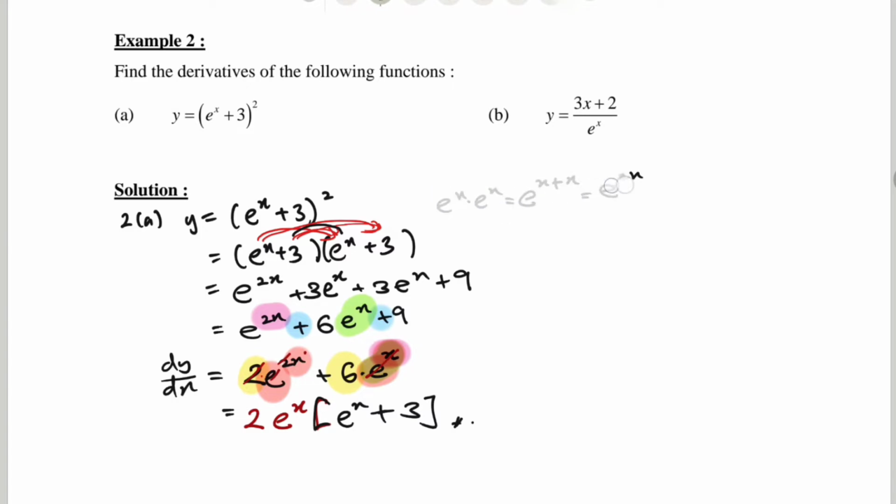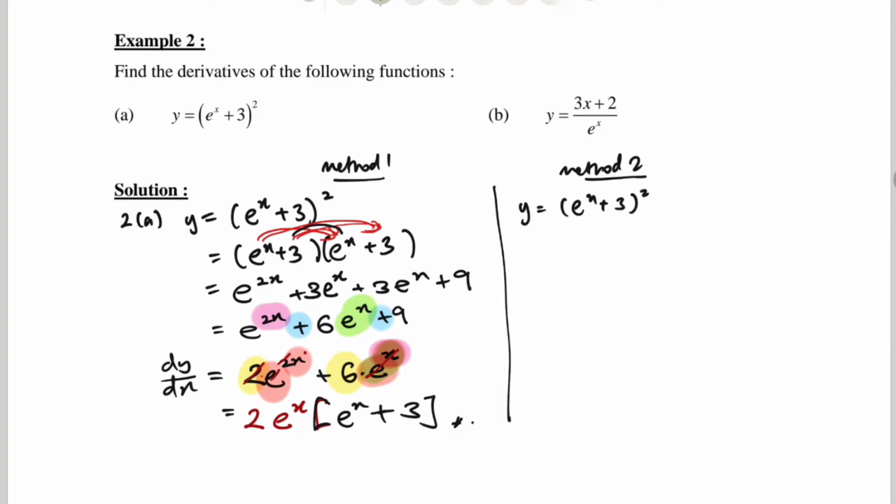Remember that I have mentioned earlier that there are 2 ways of solving this. So what's the other method? The other method is by using chain rule or power rule. Since I like power rule better, I'm going to go and straight away use power rule. How to use power rule?